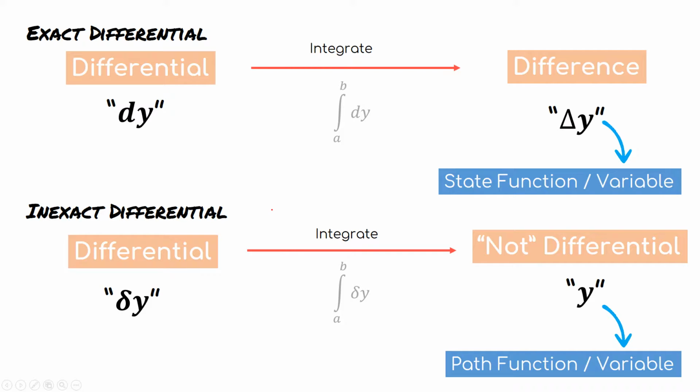Another thing is that if you have a variable y whose differential is exact, we call this y a state function or state variable. Let me say that again just to make sure. If you have a quantity y whose differential is exact, we call this y a state function or state variable. On the other hand, if you have y whose differential is inexact, then you would call this y a path function or variable.